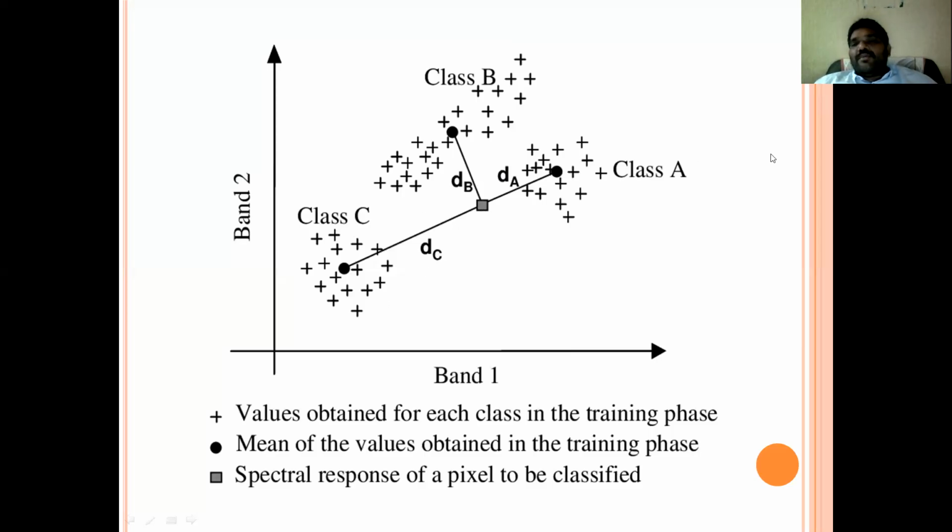What is class A? Water. Class B? Vegetation. Class C? Soil. If the distance is nearest to water, it is called a water body. In that particular area, water is there, so you will mention W.